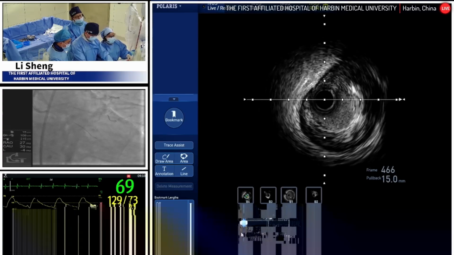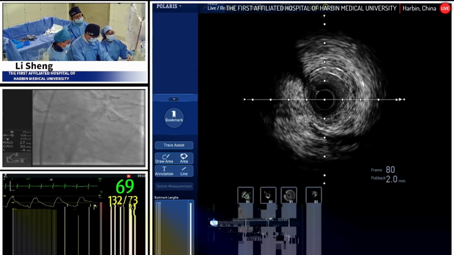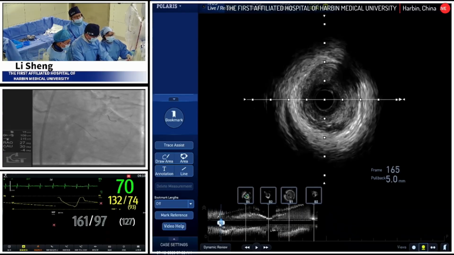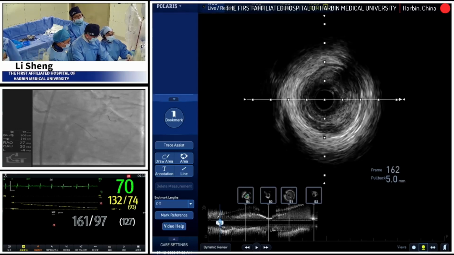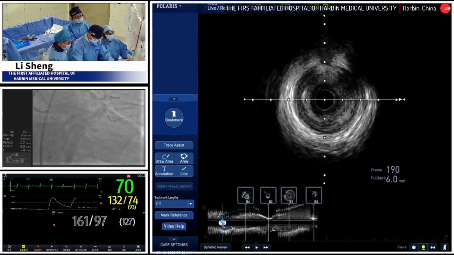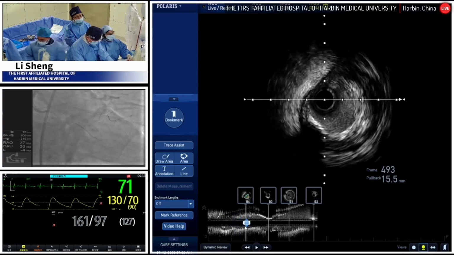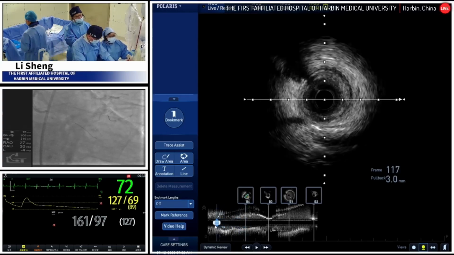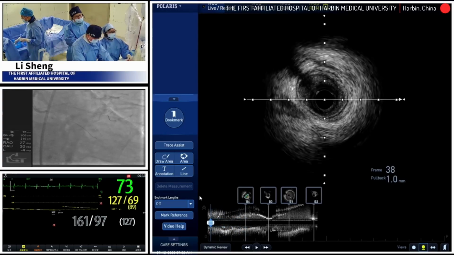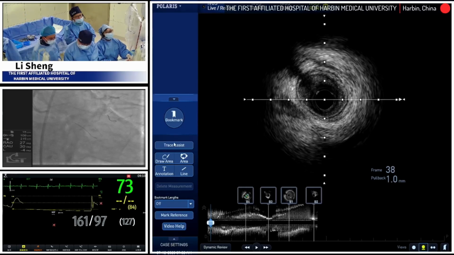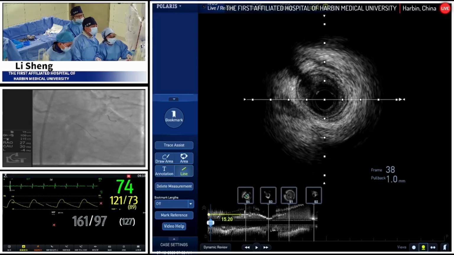The first stent, we should select which size? 2.5. Yeah, I think 2.5 is a good choice. 2.5 by 18. Distal landing zone, yeah.